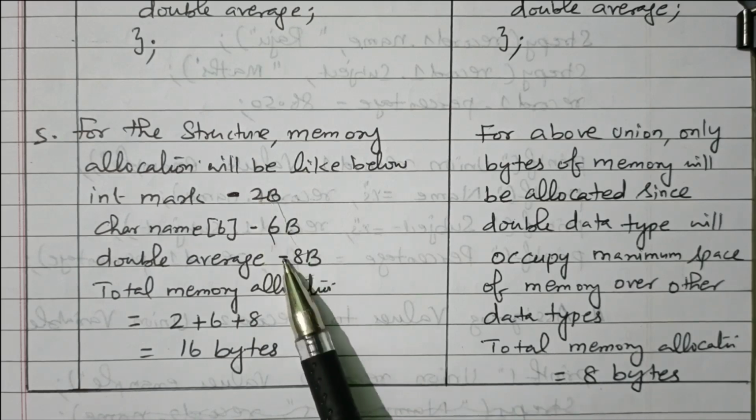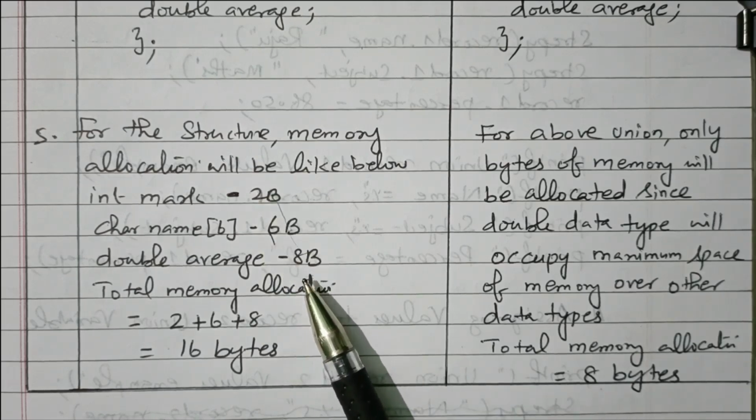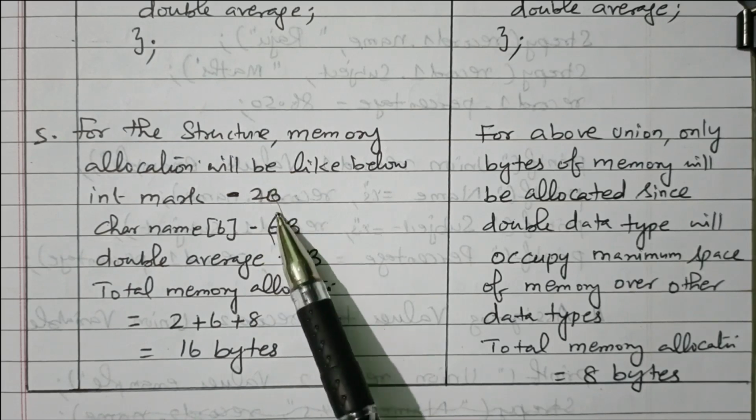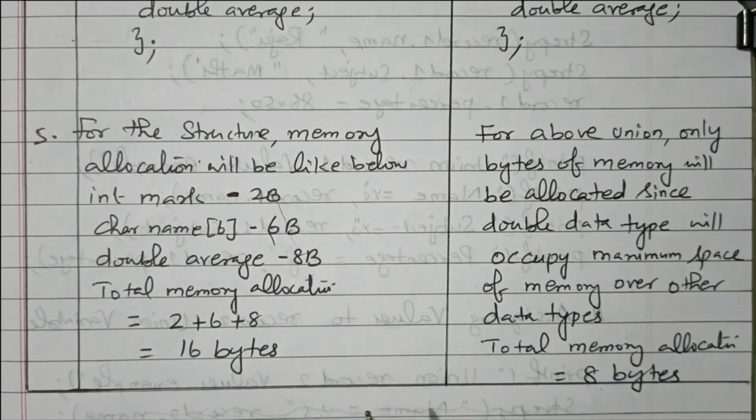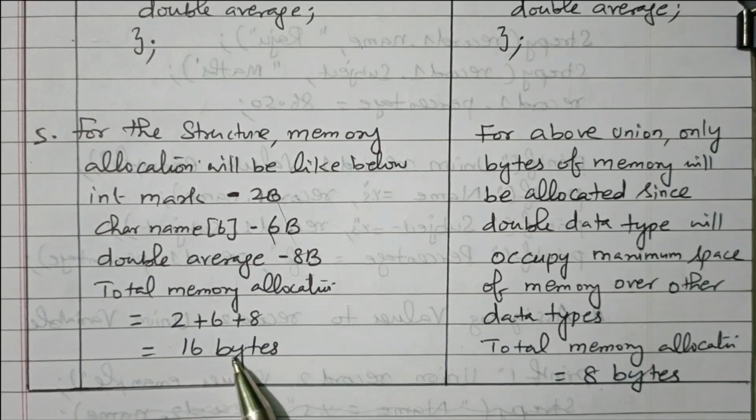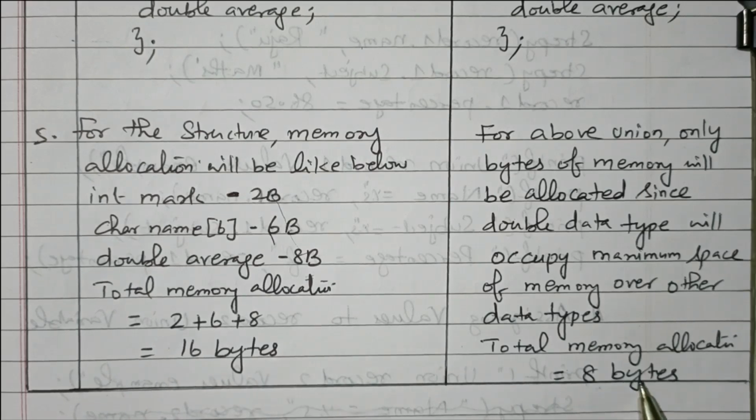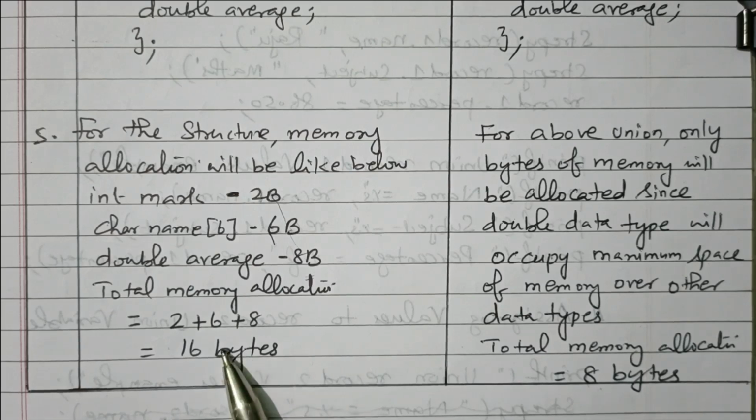But in the structure, we can access all 3 data individually and separately, because separate memory locations are allocated, right? So the advantage is that here 16 bytes are needed, while here only 8 bytes are needed. Memory is managed, but we can access only one data type, the one stored last. Here we can access all the data separately or individually at any time. So in this video we discussed the difference between union and structure available in the C programming language.